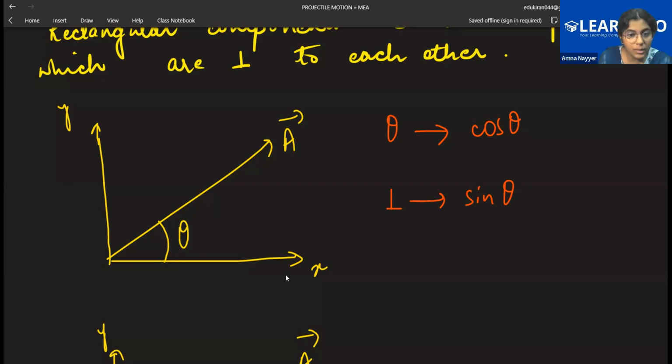A vector is there making theta angle with the x-axis, right? So this will be resolved into A cos theta. The other perpendicular one will be A sin theta. And it's not fixed that if theta is made with the x-axis, it will always be A cos theta. Let's change the angle.